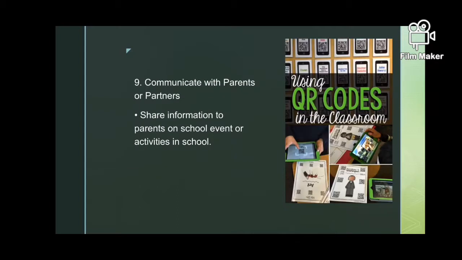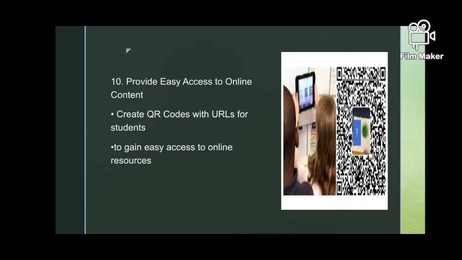The next one is communicate with parents or partners. You can share information to parents on school events and activities in school. The last one is provide easy access to online content. Create QR codes with URLs for students to gain easy access to online resources.